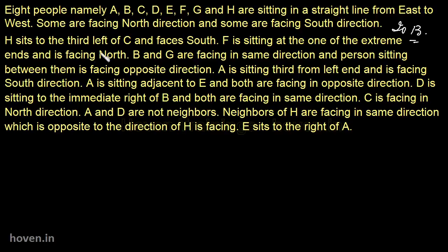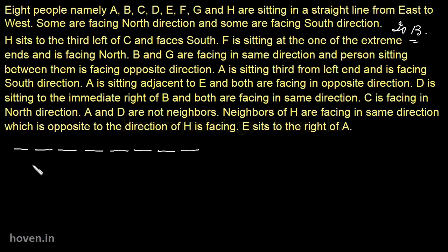H sits to the third left of C and faces south. Okay, first of all, we know that there are 8 people, so let us draw 8 blank spaces: 1, 2, 3, 4, 5, 6, 7 and 8. H sits to the third left of C and faces south. Concretely, it is given that H faces south and is to the third left of C.